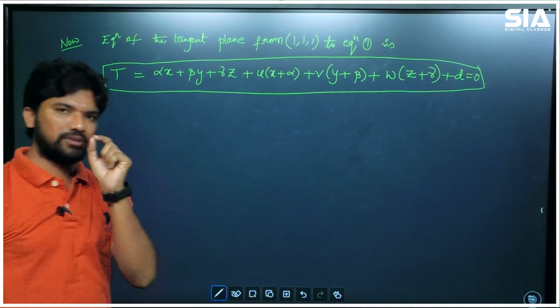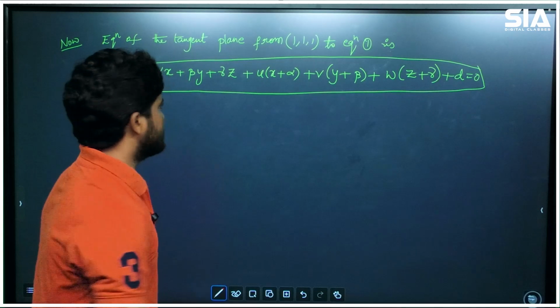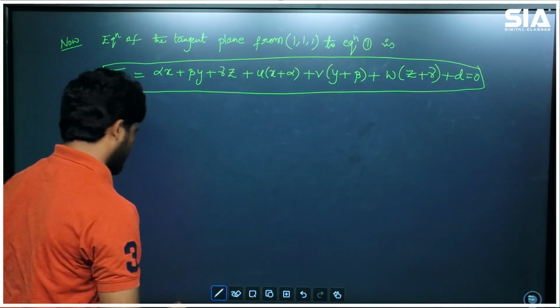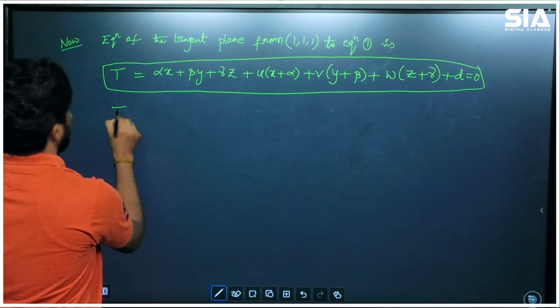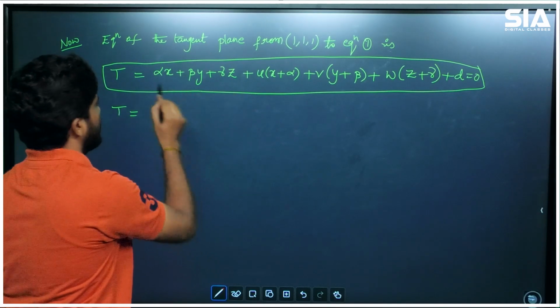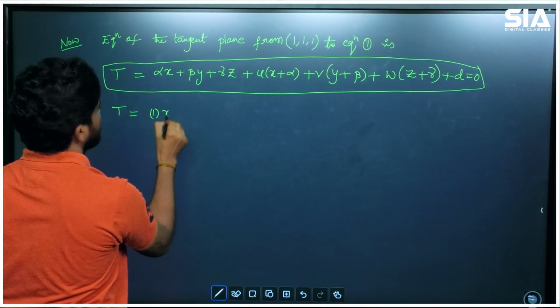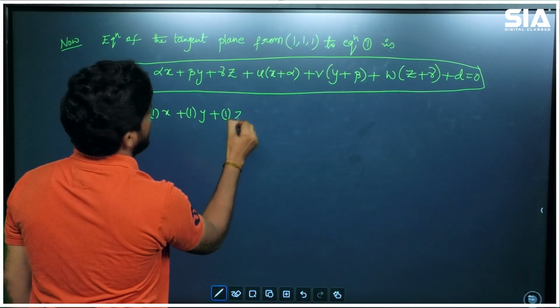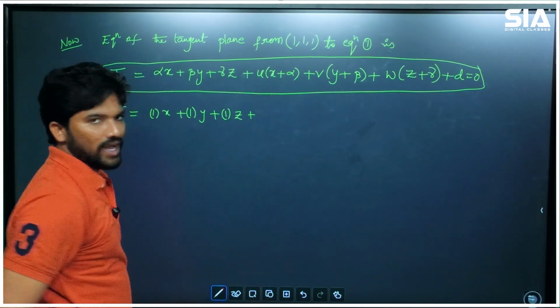Equation of the tangent plane to the given sphere. So now you know very well the alpha, beta, gamma values. Substitute the alpha, beta, gamma values, okay, so 1, 1, 1. So 1 into x plus 1 into y plus 1 into z plus, what is the u value?